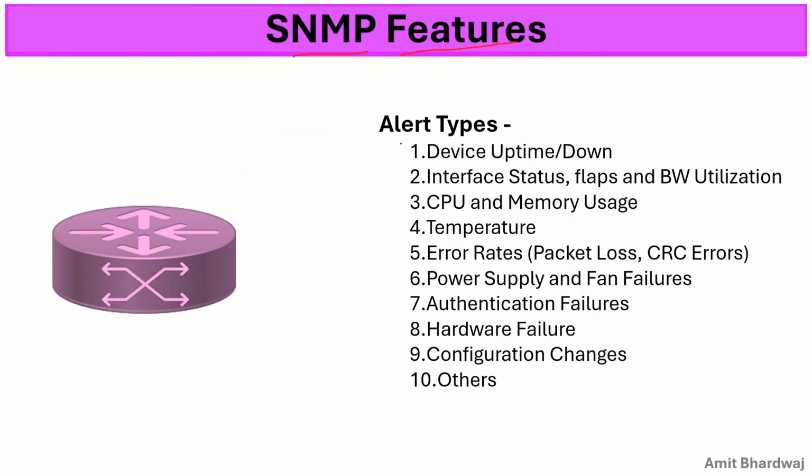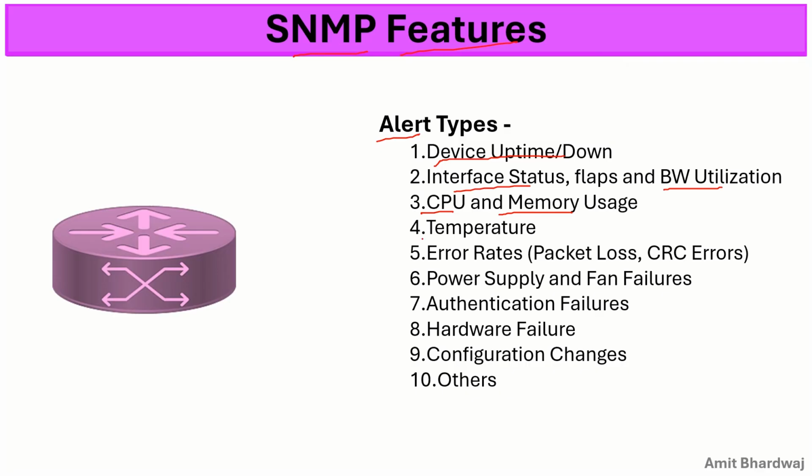SNMP features. The router, switch and firewalls send specific types of alerts which tell about the health of the device, the interface, errors, all that type of information related to what is happening inside the device, which cannot be confirmed via the human eyes. So that is the device status, whether it is up or down, interface status, whether they are flapping, and the bandwidth utilization, CPU and memory that we earlier discussed.